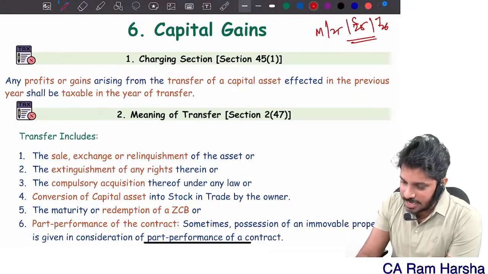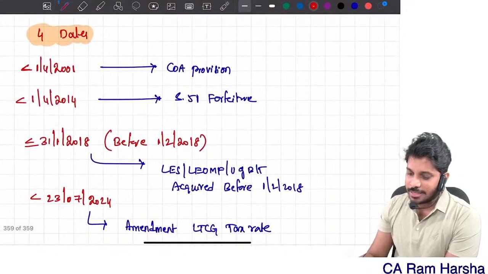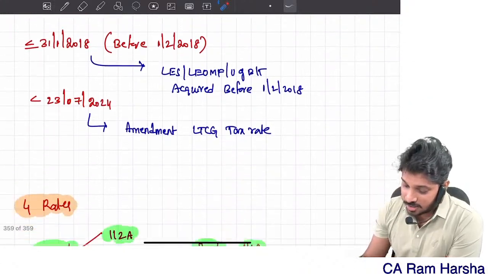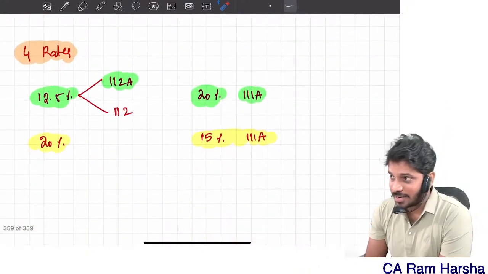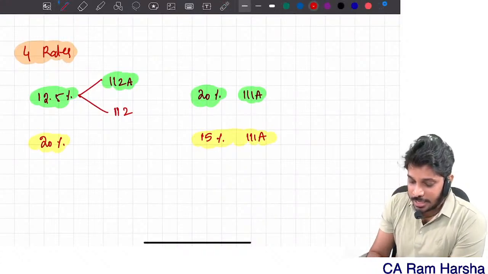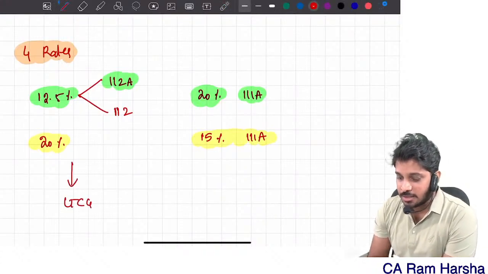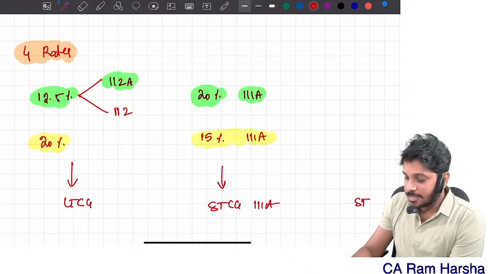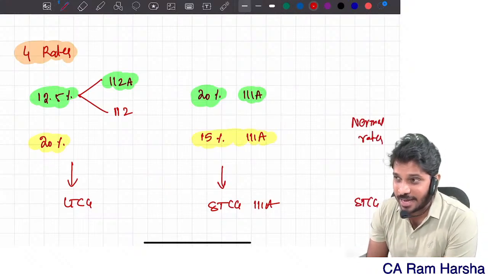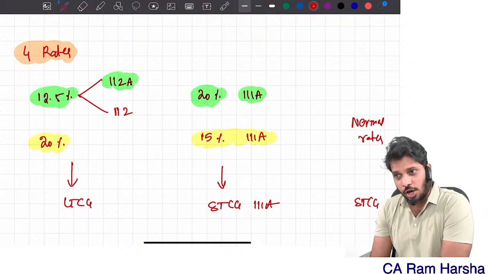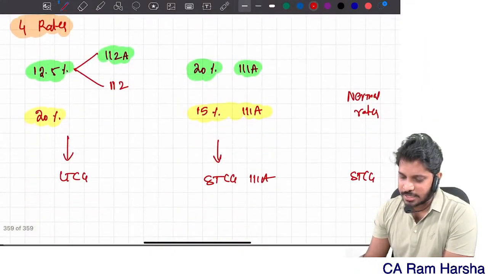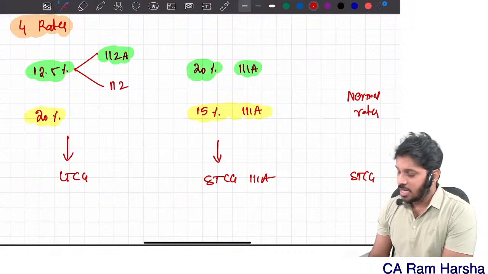Now, in capital gains, the major thing is there are 4 dates that you should remember in this chapter, and there are 4 rates that you should remember. These rates are applicable for long-term capital gains. These rates are applicable for short-term capital gains. Under section 111A there is another short-term capital gain which is taxable at normal rates. But don't worry, let's not discuss this immediately. 4 dates, 4 rates, this point I will come back to.